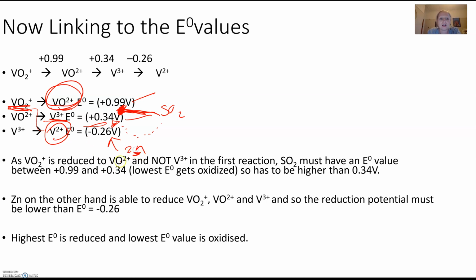So zinc has to have a lower cell potential than 0.26, and SO2 must have a cell potential between 0.99 and 0.34. Hope that makes sense. Let me know if it doesn't.